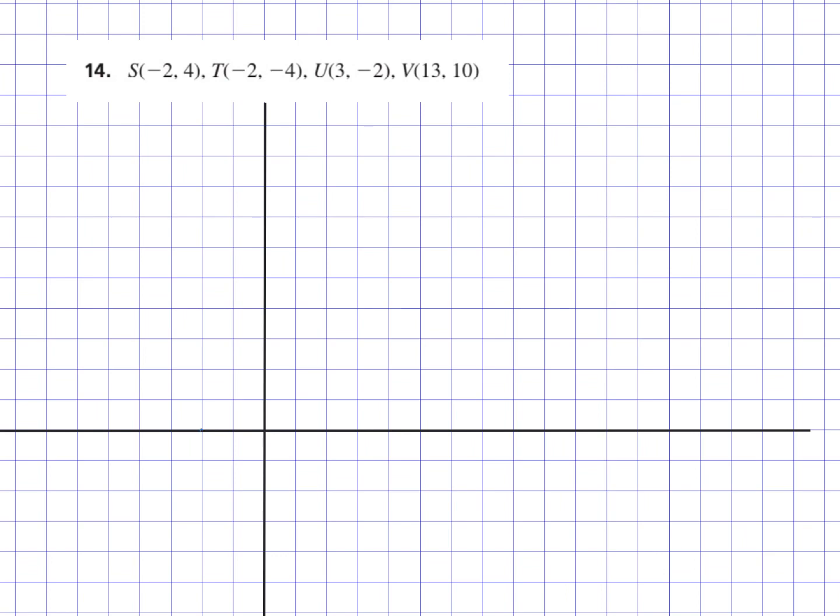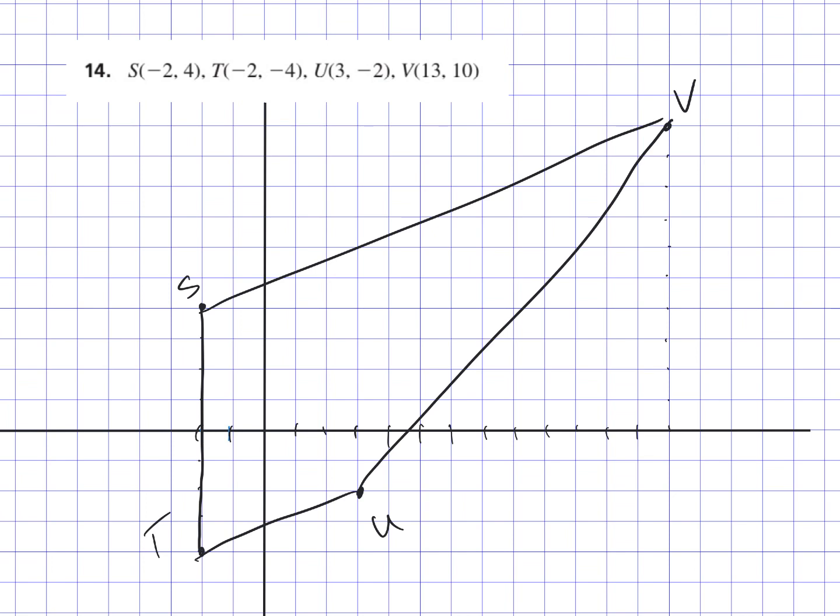Okay, S is negative 2, 4. T is negative 2, negative 4. That's a vertical line. U is 3, negative 2. And V is 13, 10. All right, so those are your two parallel lines. Somewhere in here are our midpoints. So let's start our midpoint quest.